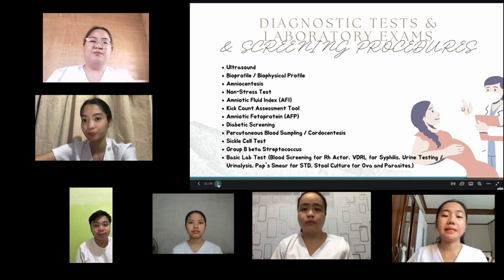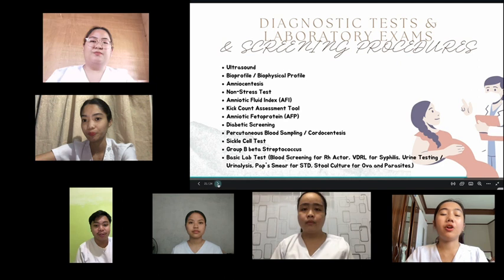The 12th are the basic lab tests. First lab test is the blood screening for Rh factor. This is a procedure that determines whether the blood cells have the Rh protein on the surface of the blood cell. Second is the VDRL. This test is used to screen for syphilis. Syphilis screening is a routine part of prenatal care during pregnancy, and it is usually done at 32 weeks.